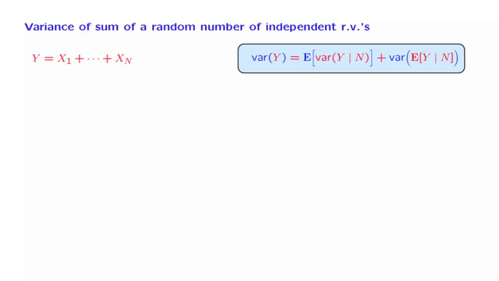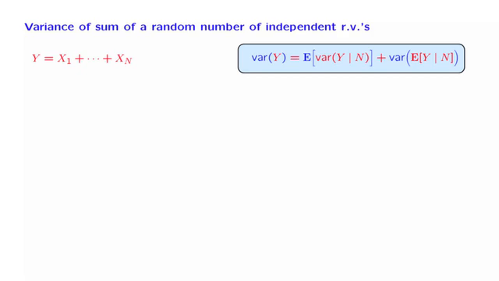We now continue the study of the sum of a random number of independent random variables. We already figured out what is the expected value of this sum, and we found a fairly simple answer. When it comes to the variance, however, it's pretty hard to guess what the answer will be, and it turns out that the answer is not as simple.